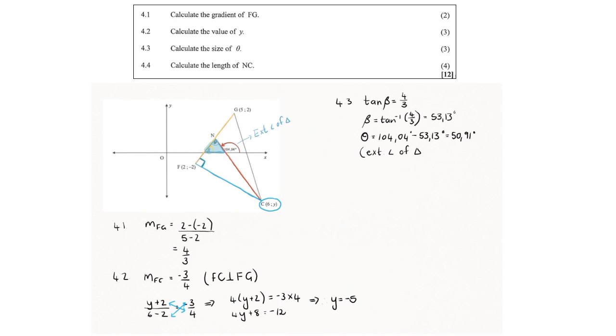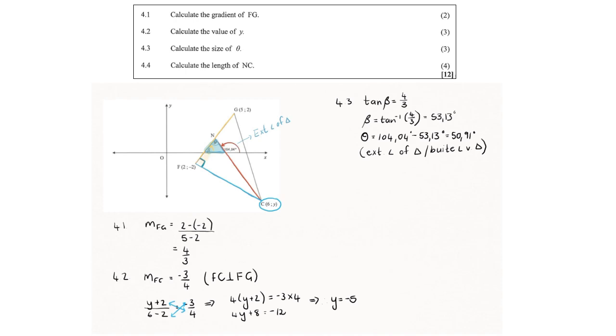And then very important, we state the reason, exterior angle of triangle. And this question also counted 3 marks. You get 1 mark for tan beta equals 4/3, 1 mark for beta equals 53.13 degrees, and 1 mark for the answer. In the last question, we need to determine the length of NC.